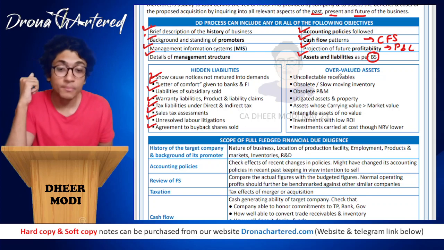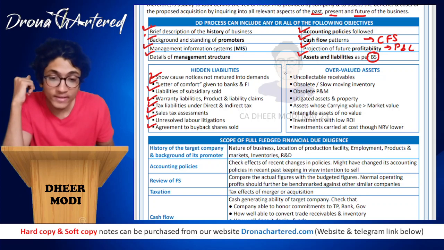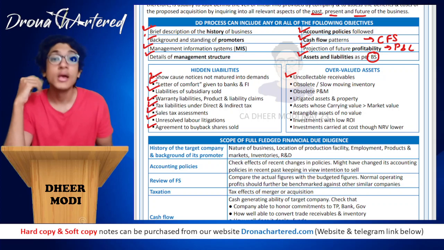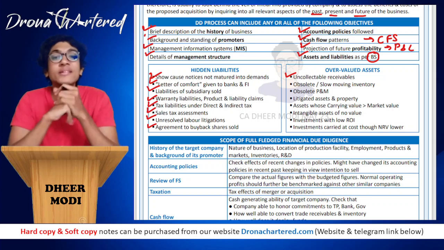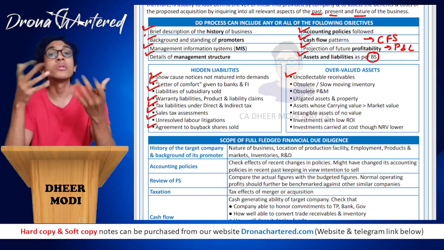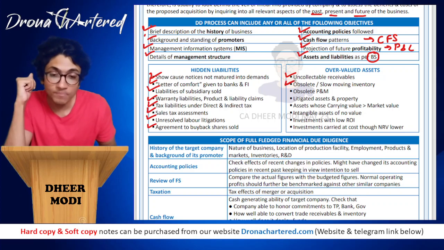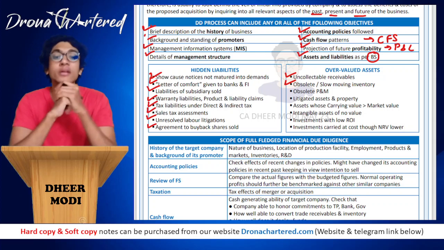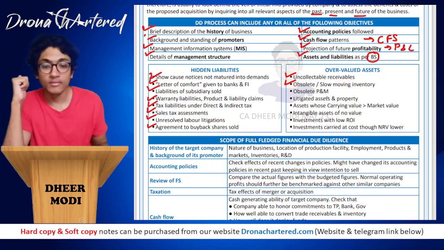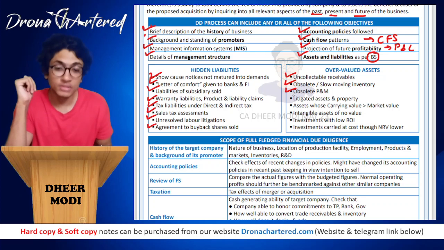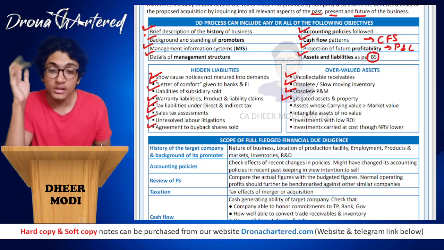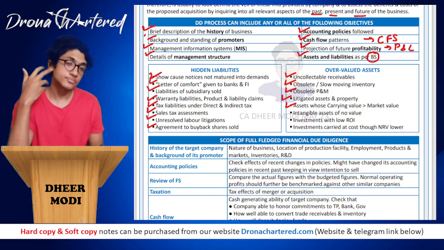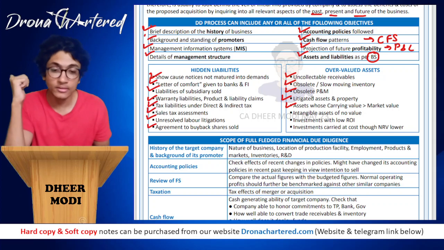Now, what are your examples of overvalued assets? So your overvalued assets are uncollectible receivables. Uncollectible receivables mean they are showing as debtors, but you will never be able to receive them. Therefore, these assets are overvalued because you're not about to receive any money from those. Next is obsolete or slow moving inventory. Obsolete means very old inventory, which has no reliable value. Next is your obsolete plant and machinery. Then you have litigated assets and property. That means assets which are in court, with some cases going on.